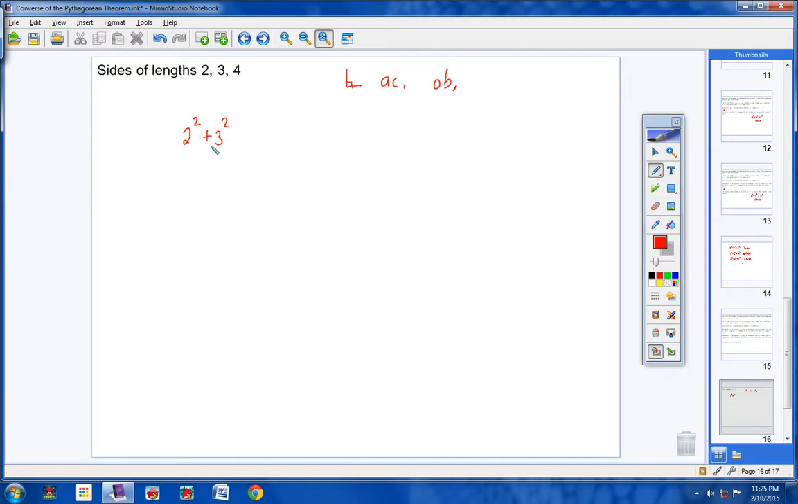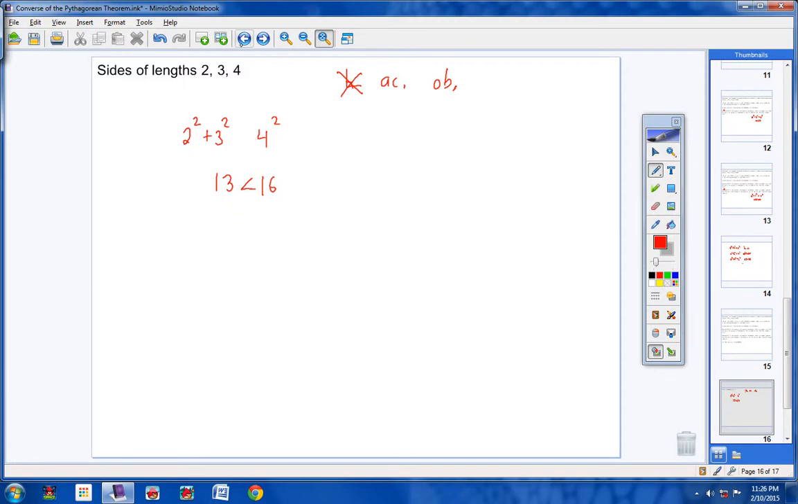square them and add them, and over here we're going to square the longer side. Well, 2 times 2 is 4, 3 times 3 is 9, 4 plus 9 is 13. 4 times 4 is 16. So, are these two numbers equal? No, they are not. So we do not have a right triangle. Okay, this side over here is less than. Alright, 13 is less than 16.